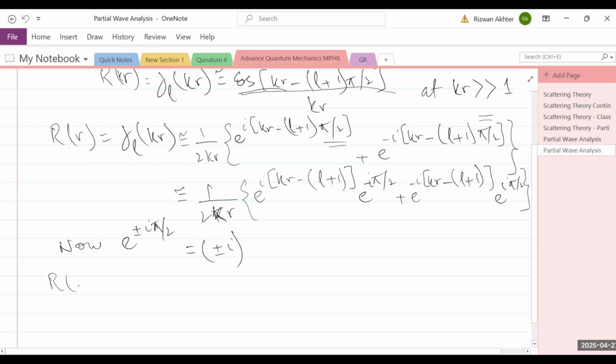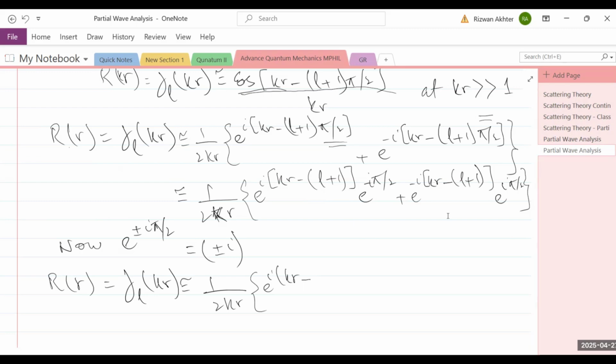So that equation would then turn to j sub l kr, which is approximately equals to 1 upon 2kr, and that factor would be, in fact, e to the power iota kr, minus l pi by 2, sorry.